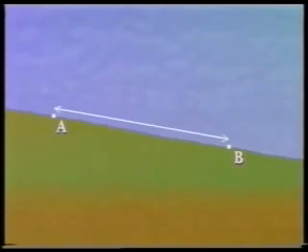Two ground points, A and B, lie on a constant slope. The distance along the slope between A and B is known as the slope length or the slant length, and is usually given the symbol L.